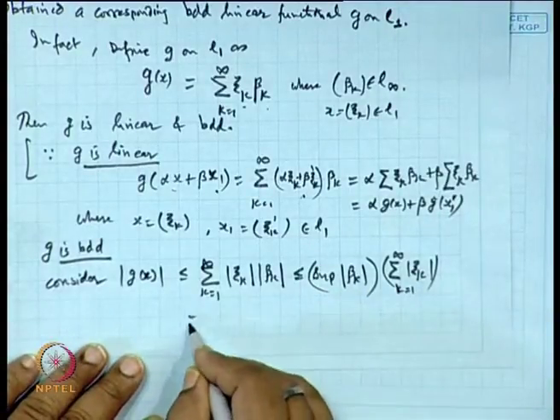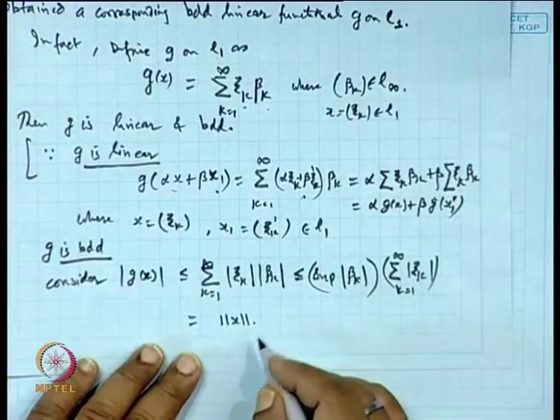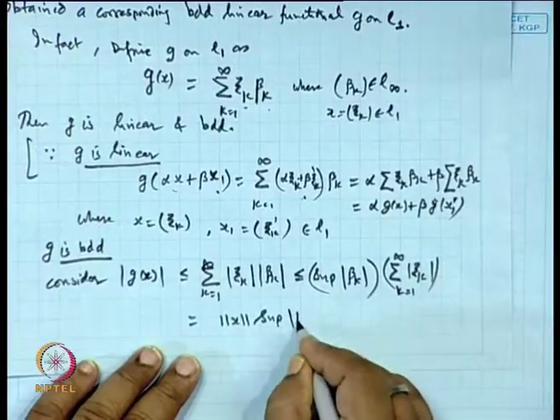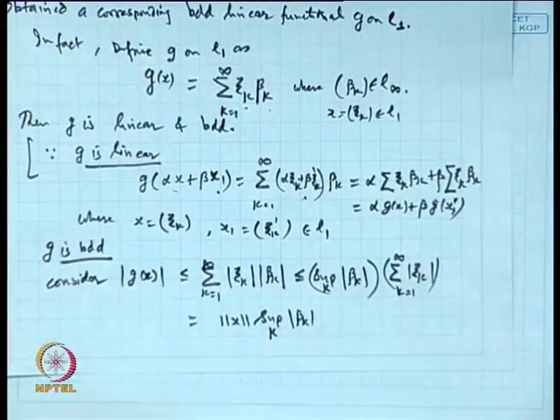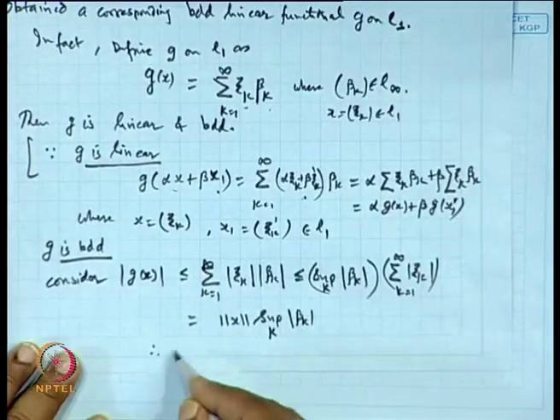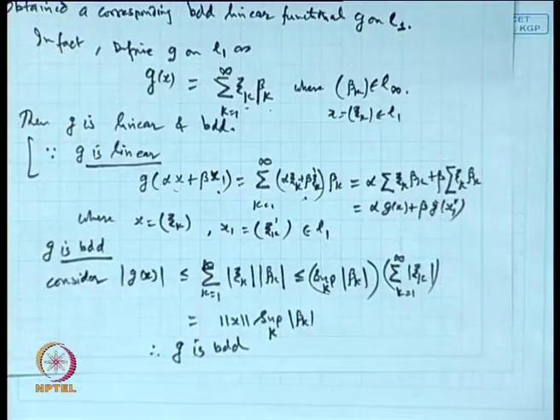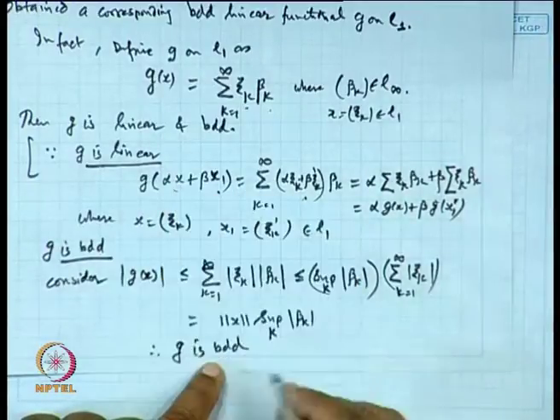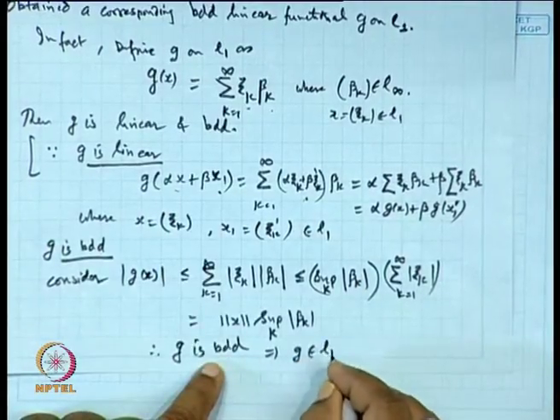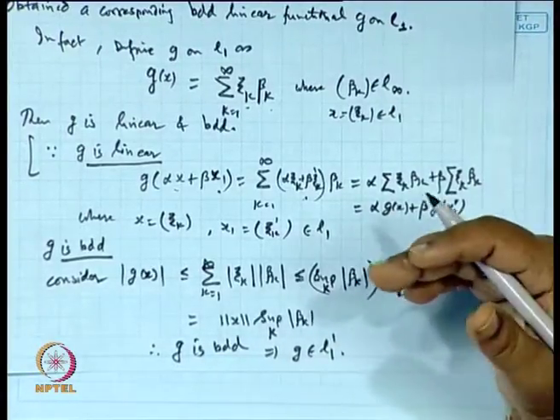So, this will be equal to norm of x into this supremum value over k. So, g of x is less than or equal to some constant times norm x, therefore g is bounded. And this is a bounded linear functional on L1. So, this implies g belongs to L1 dual, because it is a bounded linear functional.